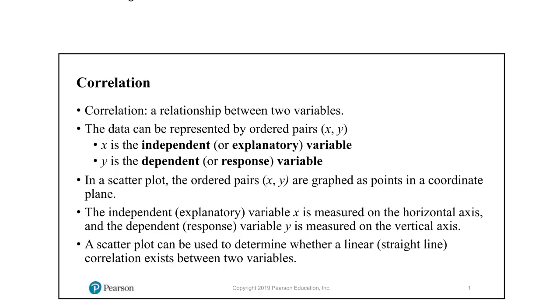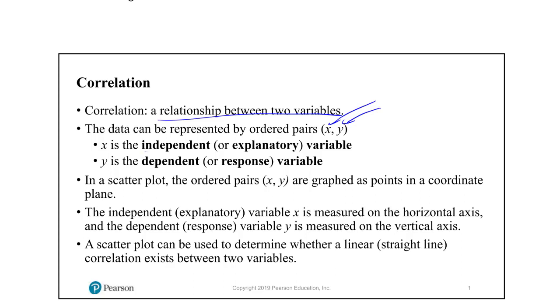All right, so since we've been looking at two data sets recently, we're going to talk about something called correlation. Correlation is a relationship between two variables. We can think of this as ordering the data from each variable into ordered pairs, so an X and a Y. Here, we're talking about trying to get some link between these two variables.